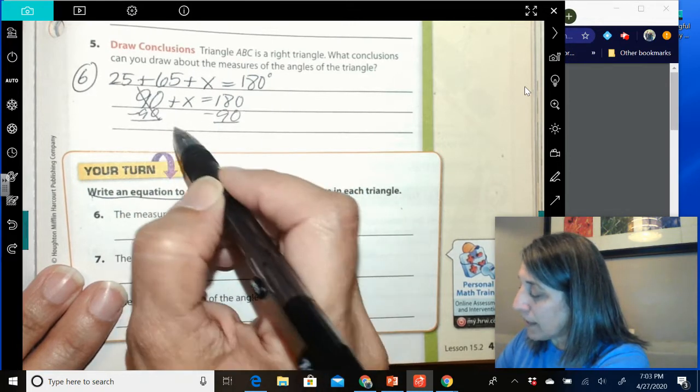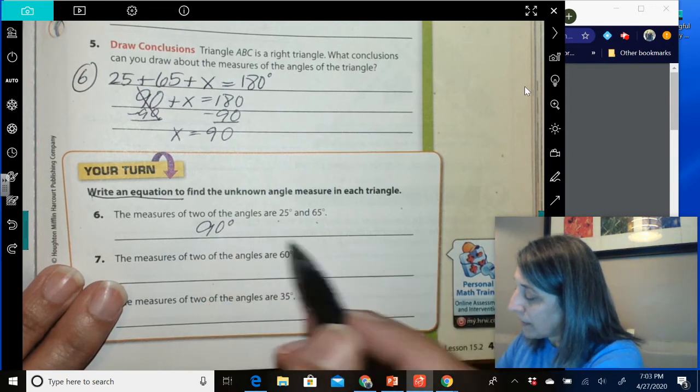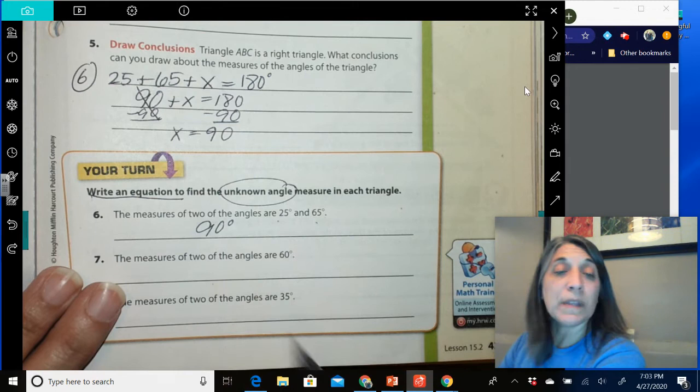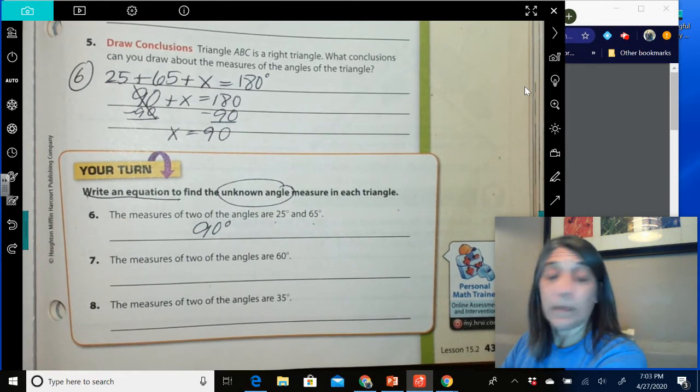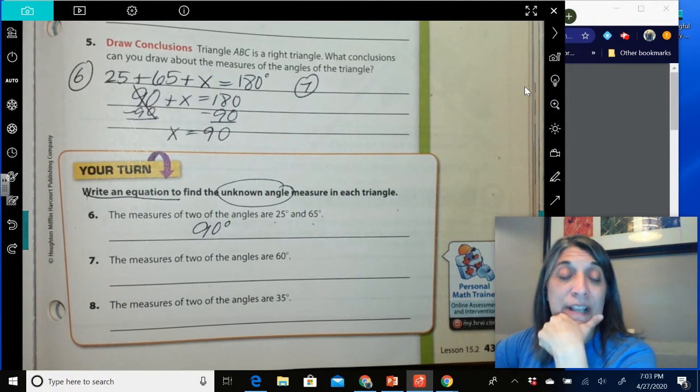Okay, these cancel out, and x is equal to 90. So I know that it said find the unknown angle. So in this one, the unknown angle is 90 degrees. Okay, so I want you to pause the video for a second and try number 7.